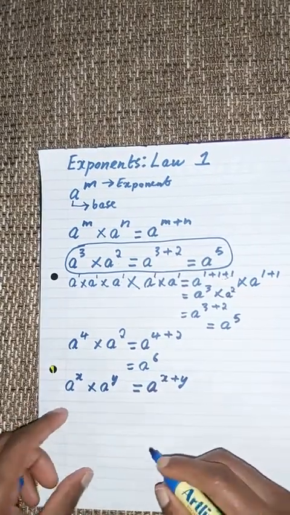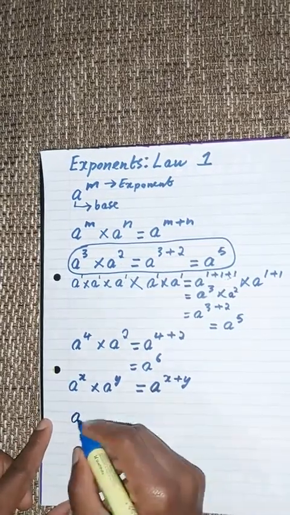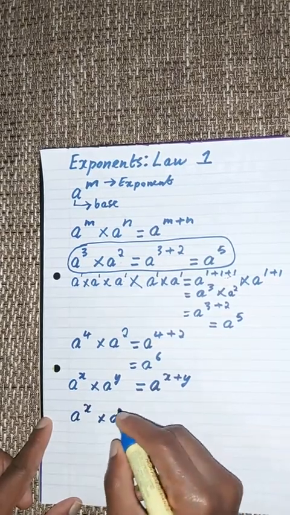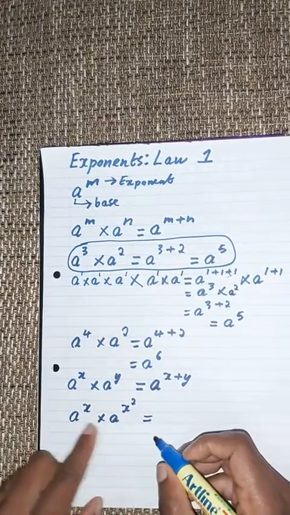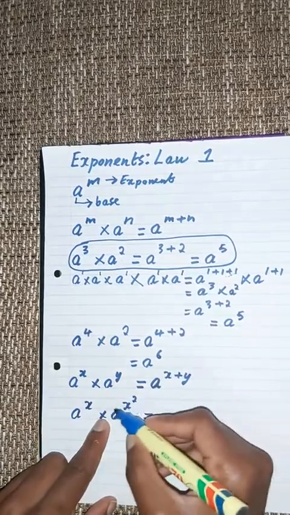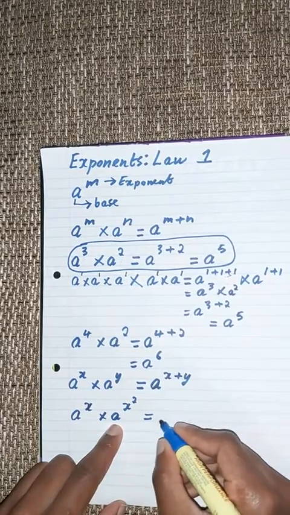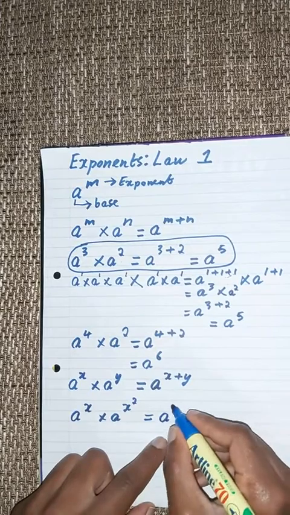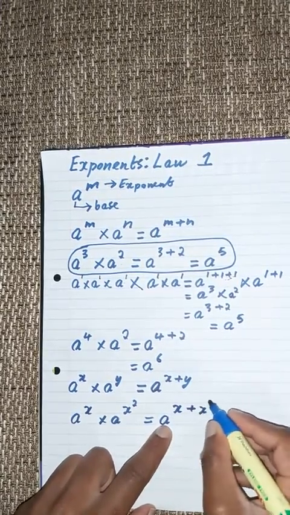Okay, and then when we go further on another example, if I have a to the power of x multiplied by a to the power of x squared, then my result, because I have two similar bases multiplying each other, my exponents will add under the same base of a. So my result here will be a to the power of my exponents adding to one another. So my result will be a to the power of x plus x to the power of 2.